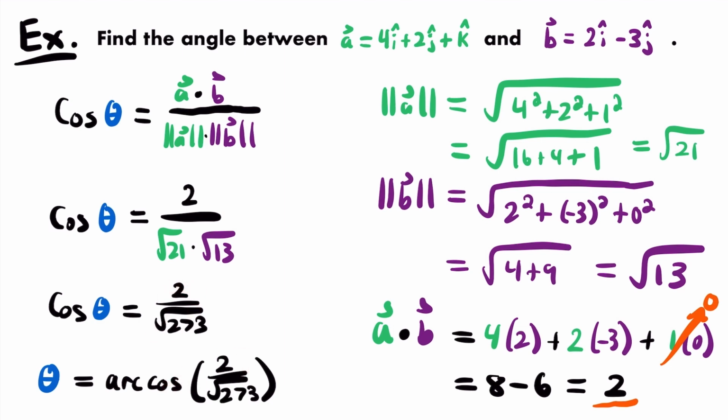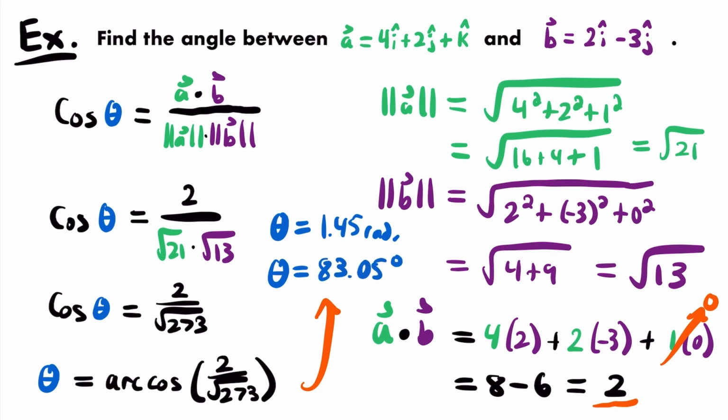Okay? And so now if you plug this into a calculator, you will find that theta is equal to 1.45 radians. And I did round that off a bit. I typically like to round off to 2 decimal places, but you can include as many as you'd like. That's just how many I choose to show. And then if you want to convert that into degrees, then your angle theta is 83.05 degrees. All right, and so that is the angle between vectors A and B.